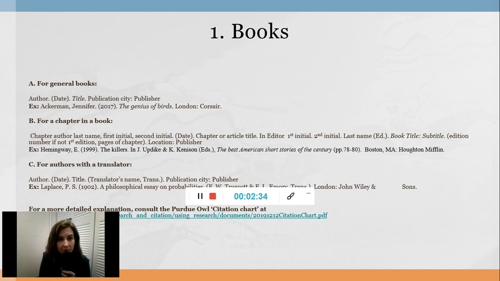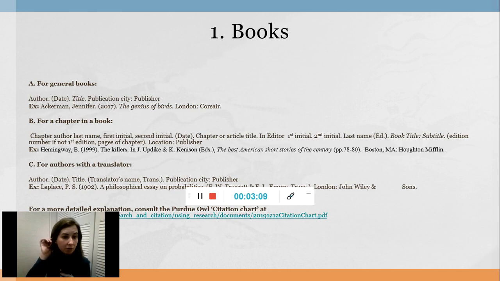So here's an example. We have the author's name, and notice that the author's family name comes first. Okay, so Ackerman, her given name, Jennifer, comes second, followed by a period, with 2017 in brackets, period. The Genius of Birds, so see that's the title, period. London with a colon, and the publisher name.